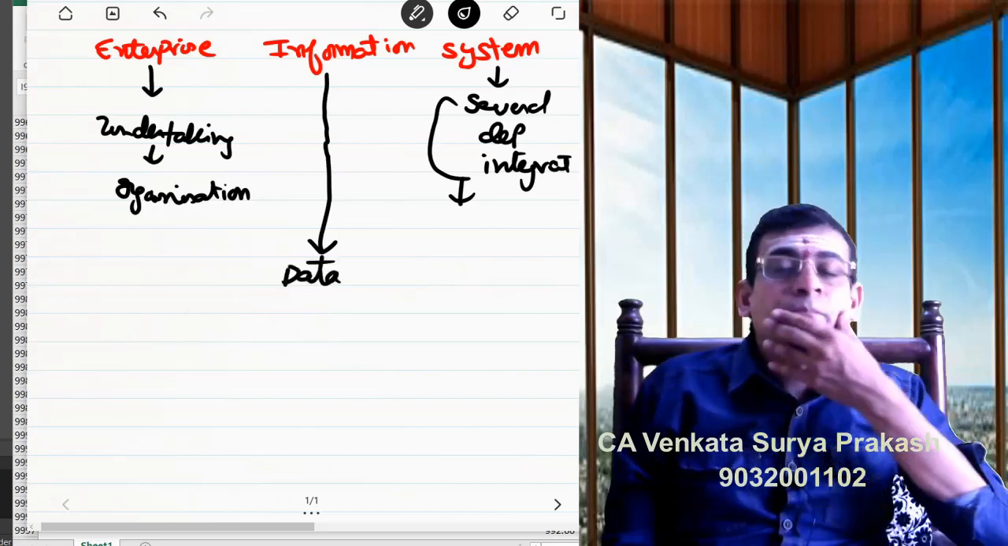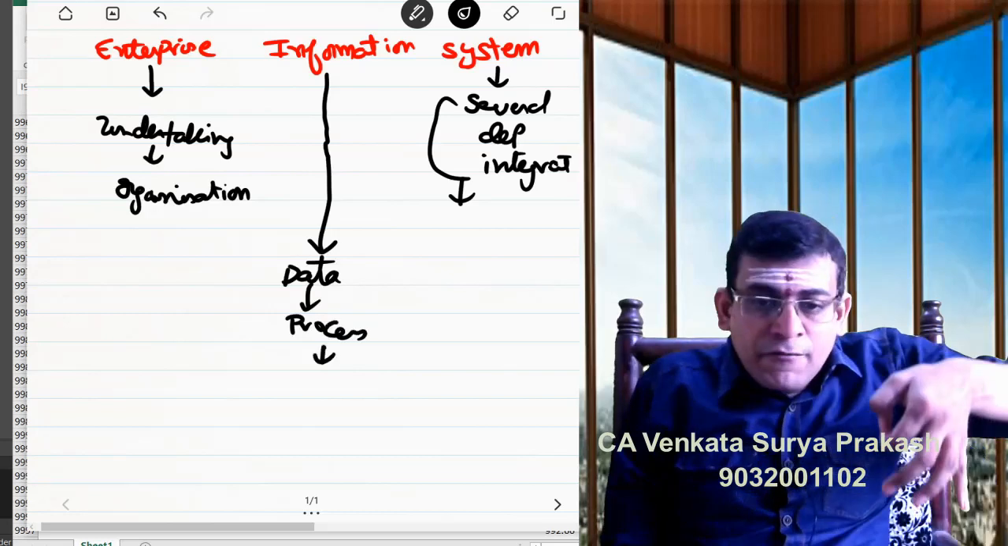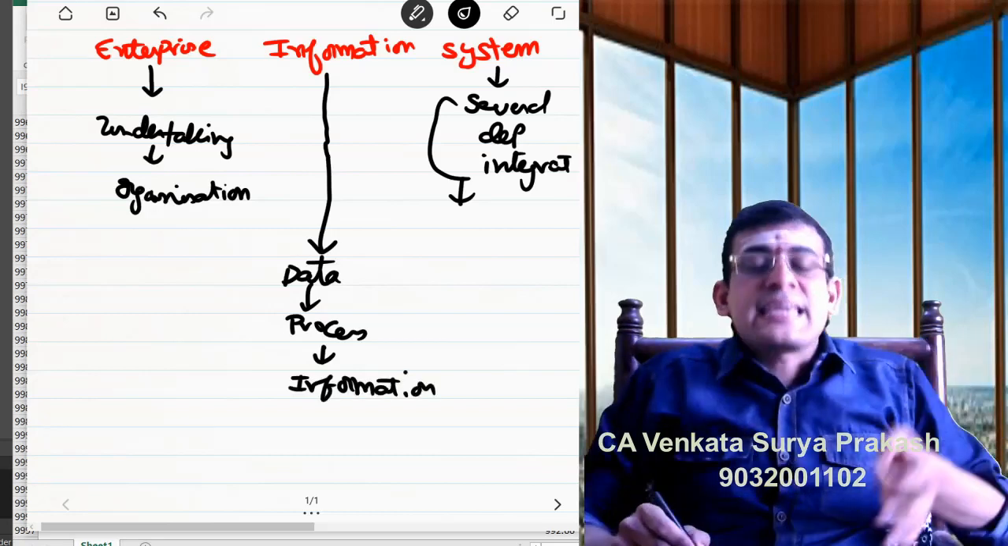The data has to be processed. So in the information system, what are we trying to do? We are trying to process the data. Once I process the data in a meaningful manner, what do I call that? Information. Once we process the data into a meaningful manner, we call that information.